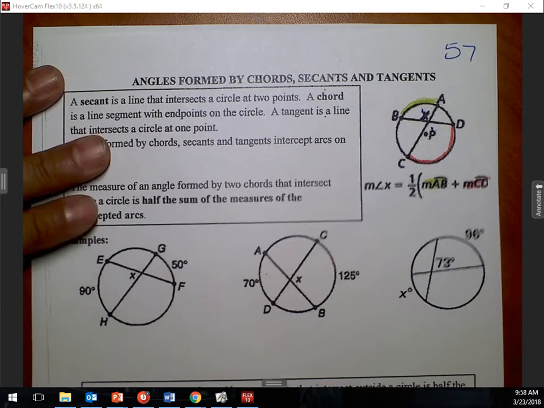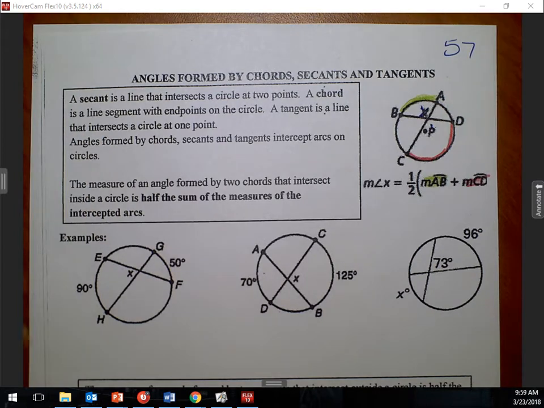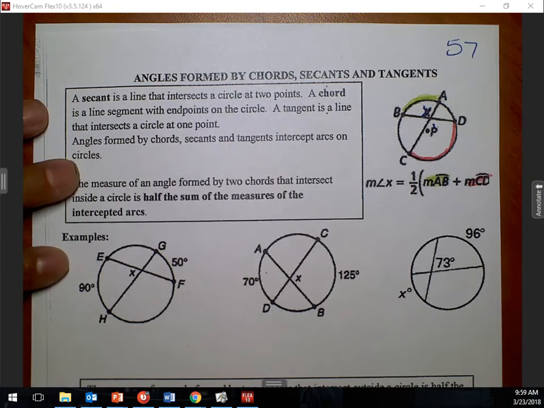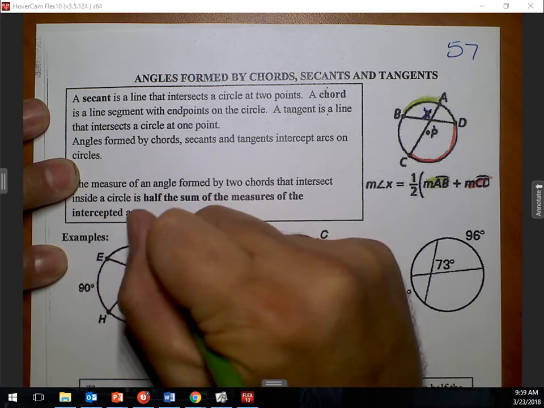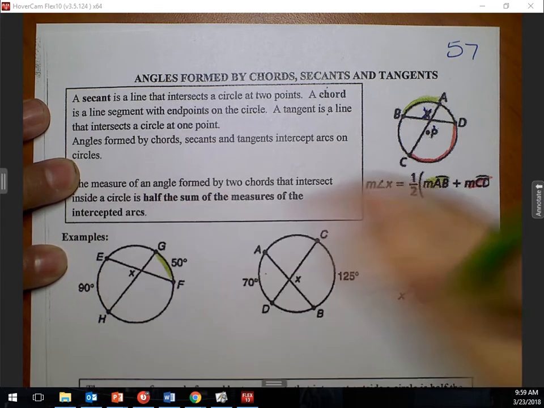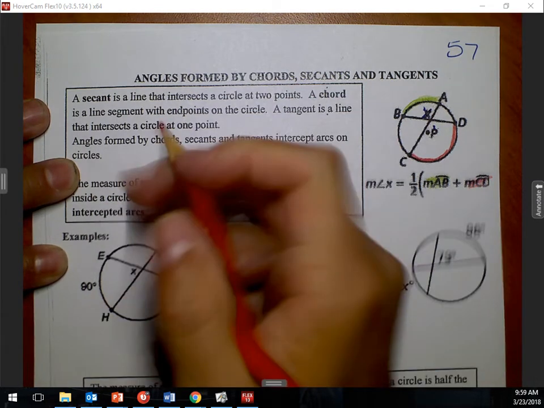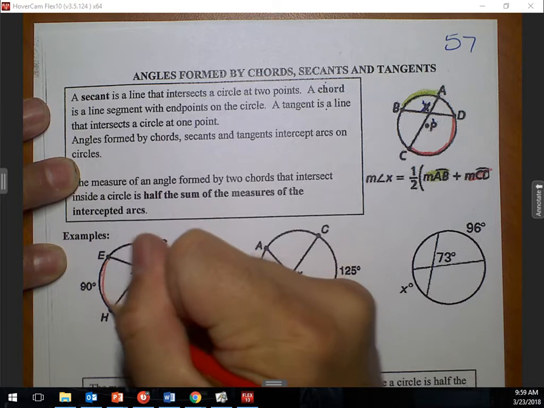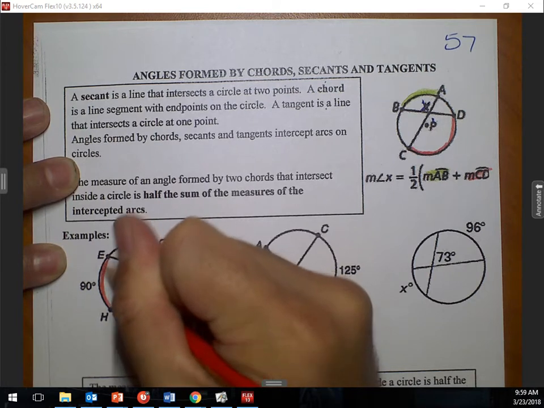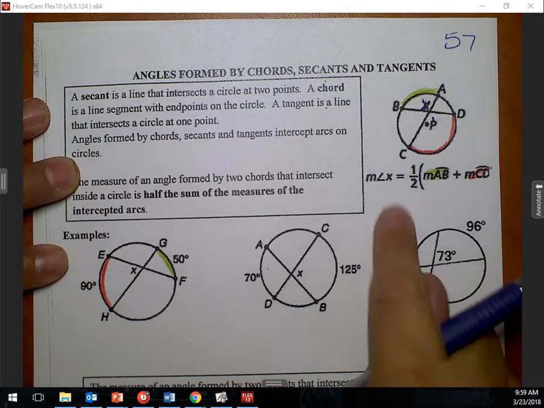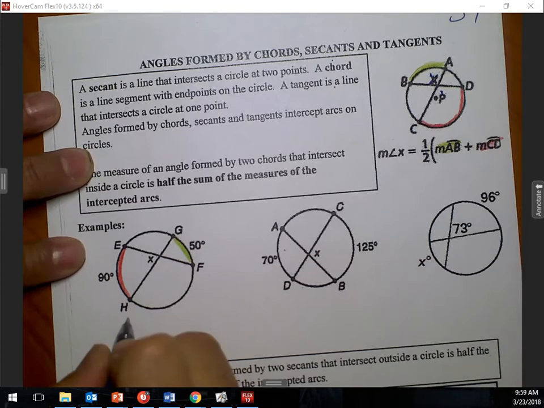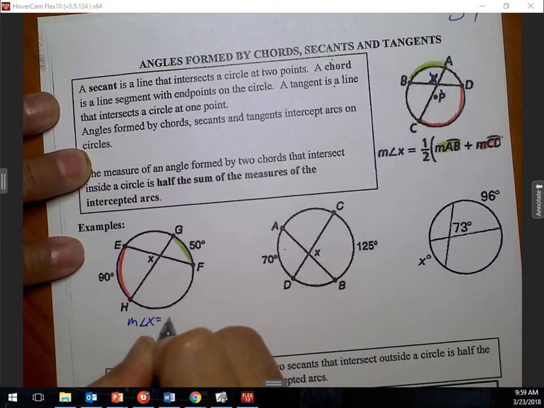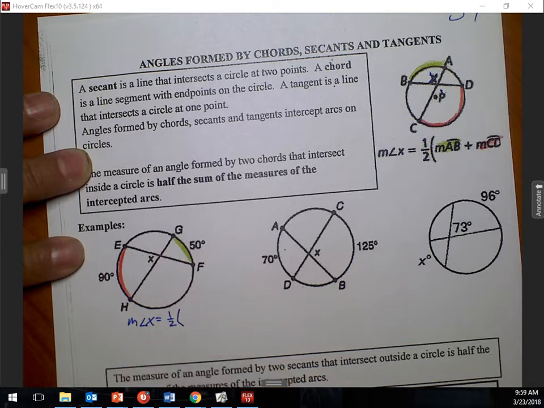Okay, so now, first, we're going to do the example. So I'm going to talk about my pieces. So now I know that I'm going to have a minor arc right here. My other minor arc is over here, right? So my formula, which I'm going to look at right here, measure angle X is equal to 1/2 parentheses. What are my two values? 90. Okay, 90 and 50.